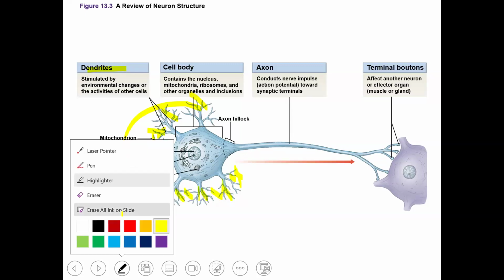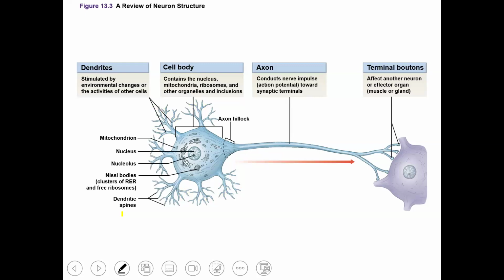Okay, so we see these little dendrites. They are stimulated by environmental changes or the activities of other cells. And then this is the cell body in here. And this would be the cell body. And then you can see all the little organelles here. Okay. Well, dendritic spines wouldn't be organelles.